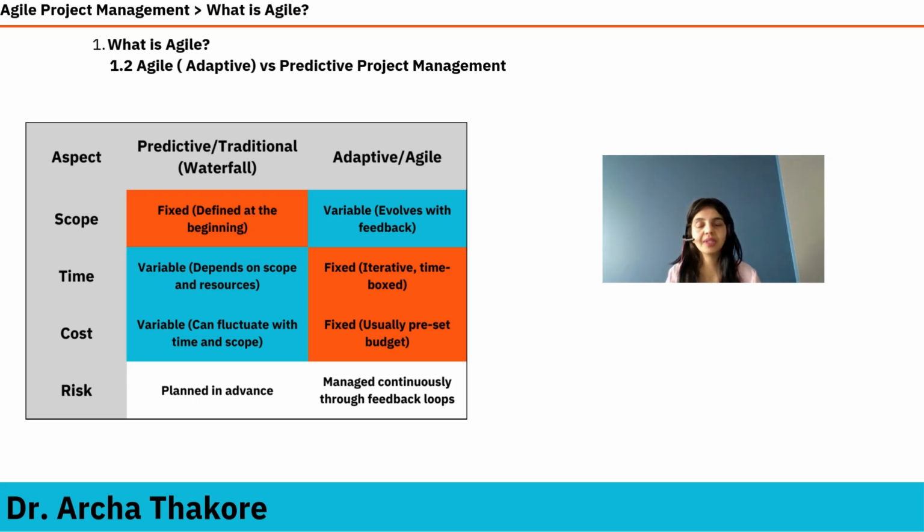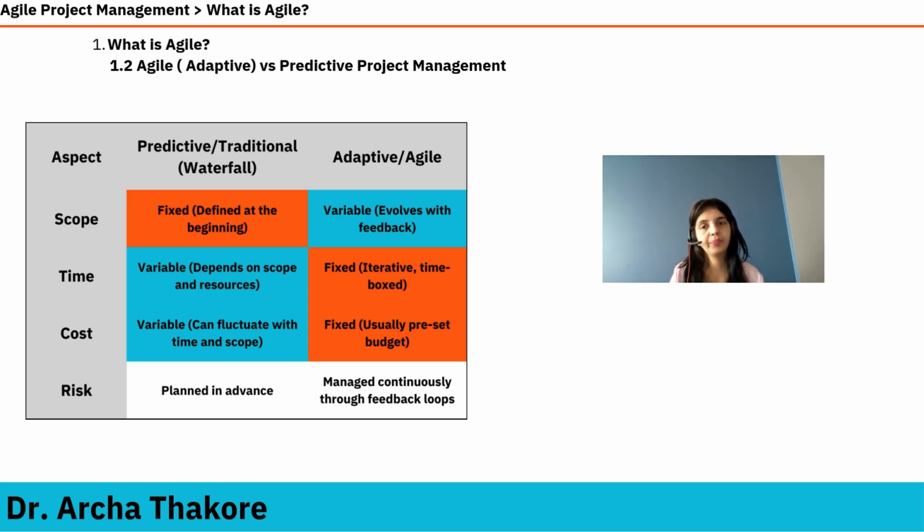All right, so first let's talk about scope. In predictive approaches, scope is fixed upfront. Think of projects like launching a new financial service product. The requirements are defined early, and the goal is to stick to that. And the building example that I was talking about. In Agile, the scope keeps changing as the requirements evolve or the customer gives feedback.